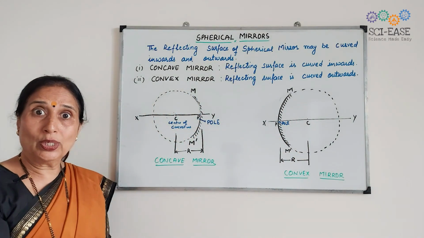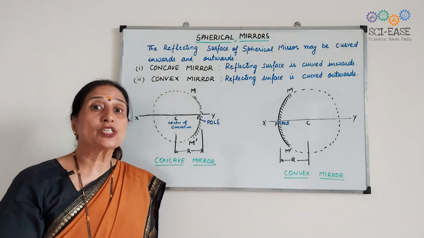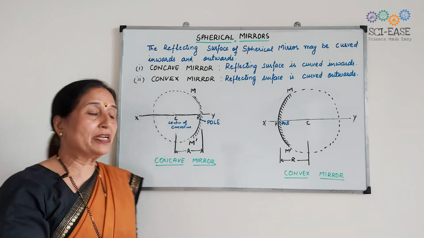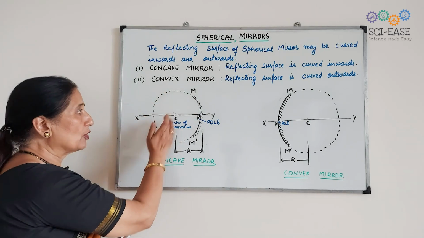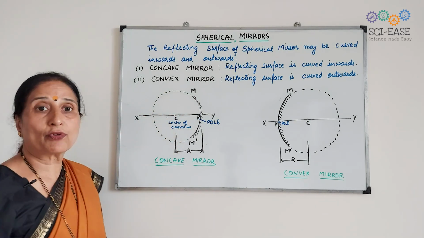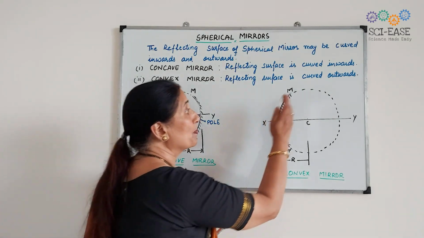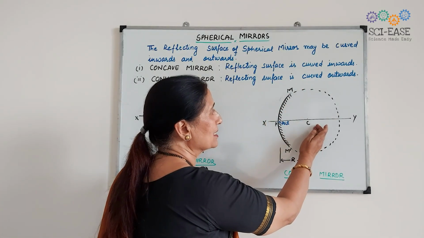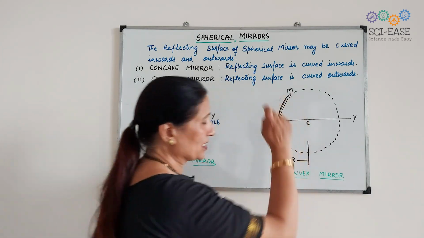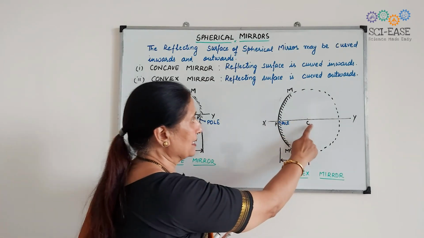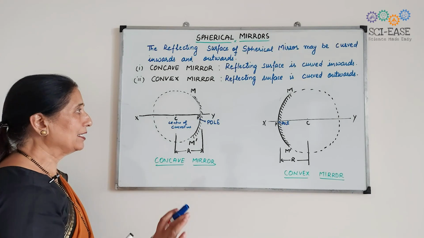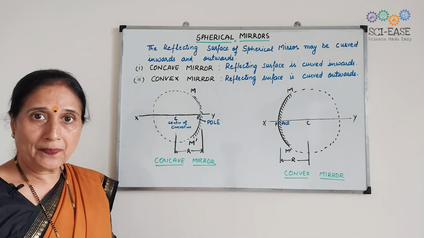I must tell you that the center of curvature is not on the reflecting surface. The center of curvature is in front of the reflecting surface in the case of a concave mirror. And it is behind the reflecting surface in the case of the convex mirror. Okay, it is behind. So, C is the center of curvature.